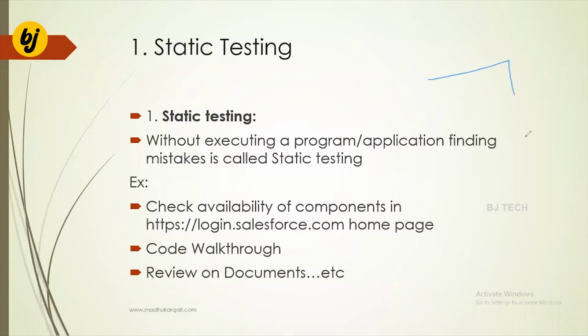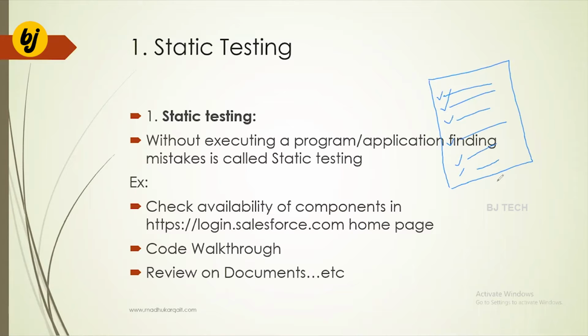Let us assume that I have one program written here. In this program, without executing, by reading line by line, if I have the programming knowledge, we try to find the mistakes. So this kind of testing comes under static testing. This kind of activity we call code walkthrough. Okay, so that is at the program level.